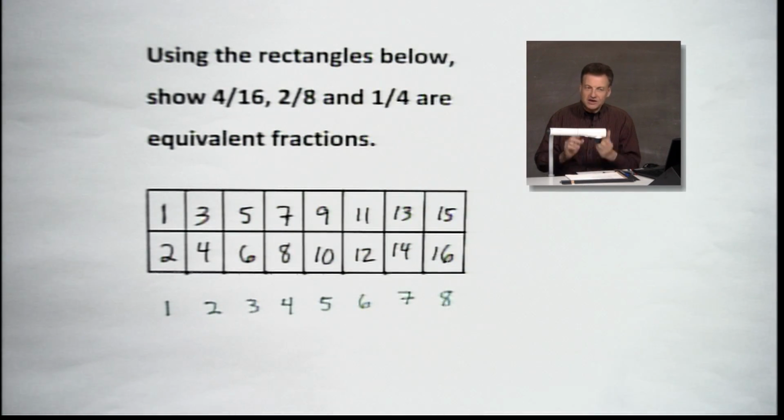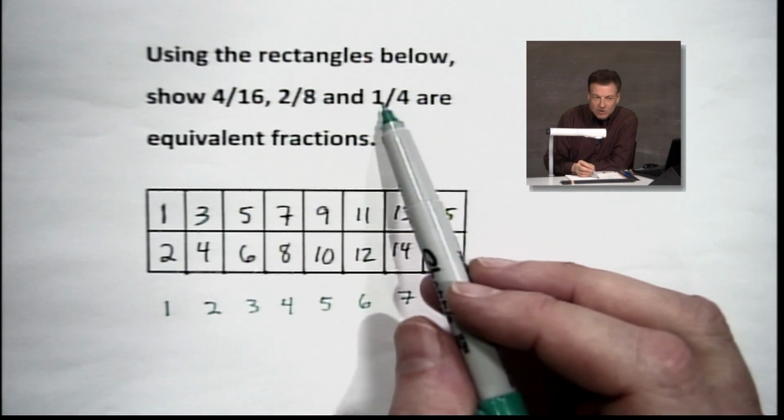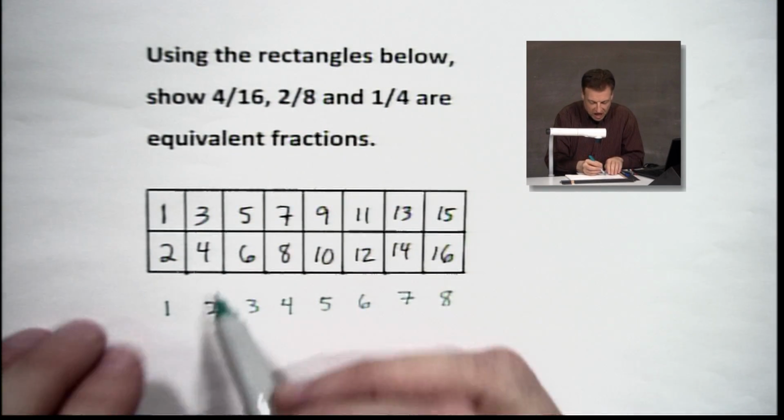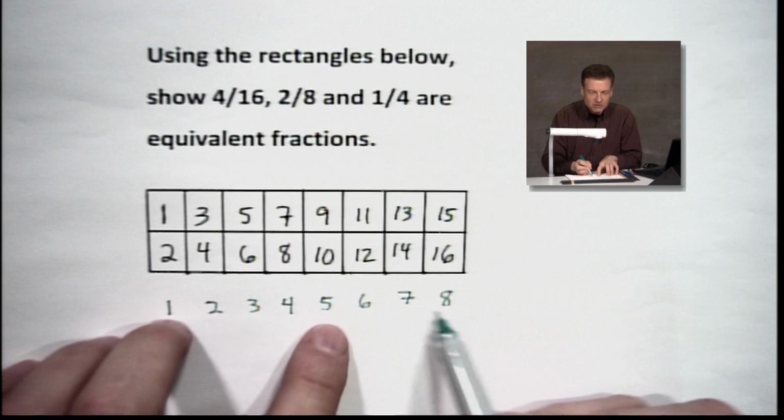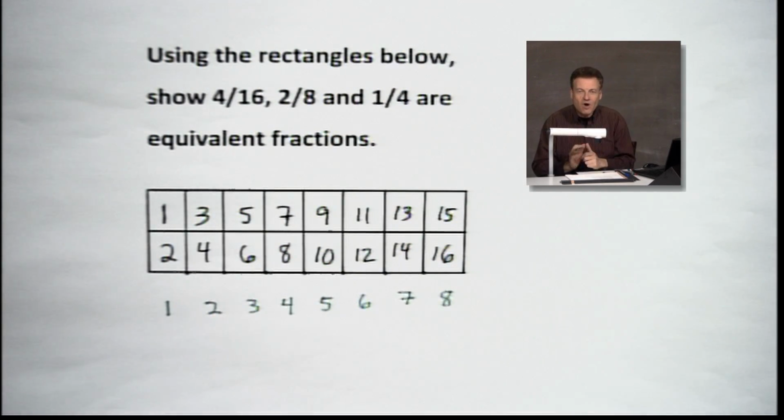And you know what? How about it? Could I go into fourths if I took 2 columns at a time? Oh yeah, we could break it into 4 equal parts. So you get the idea of what's going on here. That's what I'm wanting us to notice.